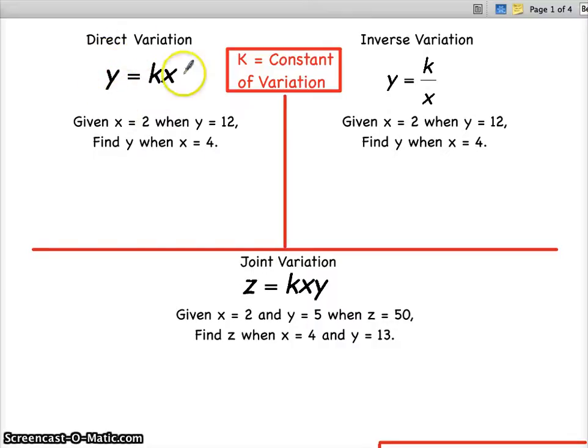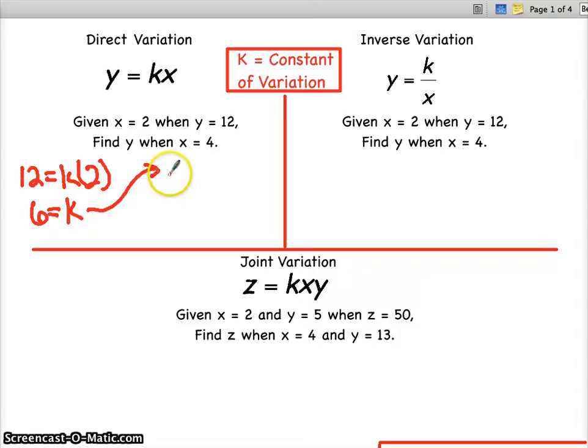It's this equation up here where y equals k times x. In most direct variation equations, the first thing you need to find is k, or what we call the constant of variation. So we're going to take the given information, given that x equals 2, times k, when y equals 12, we can find that k for this problem has to equal 6. That's one of the first things we'll be looking for when we go to write our answer.